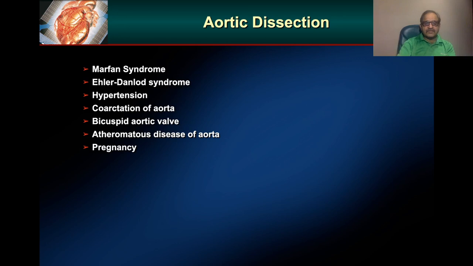So we have discussed the predisposing factors in aortic dissection. Marfan syndrome we discussed, Ehlers-Danlos syndrome, hypertension, atherosclerotic disease, coarctation of aorta, bicuspid aortic valve in pregnancy. But hypertension and degeneration of the aortic valve, plus Marfan and Ehlers-Danlos syndrome and atherosclerosis are the main factors which predispose to aortic dissection.